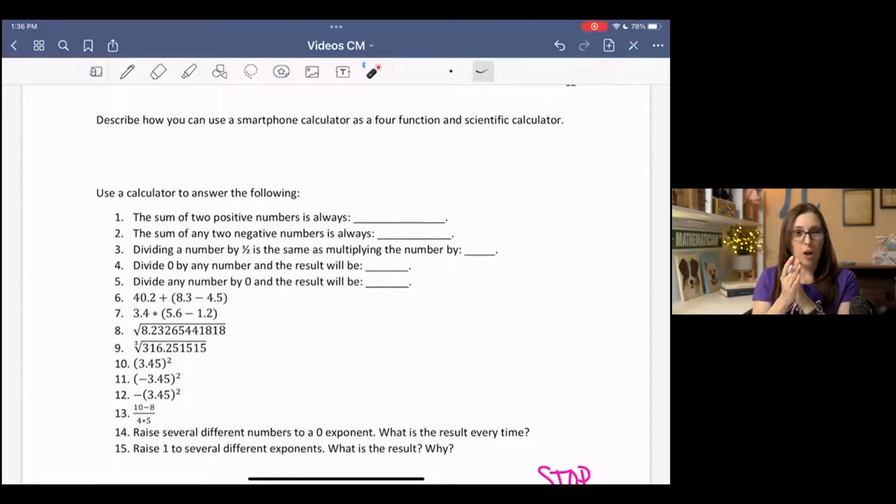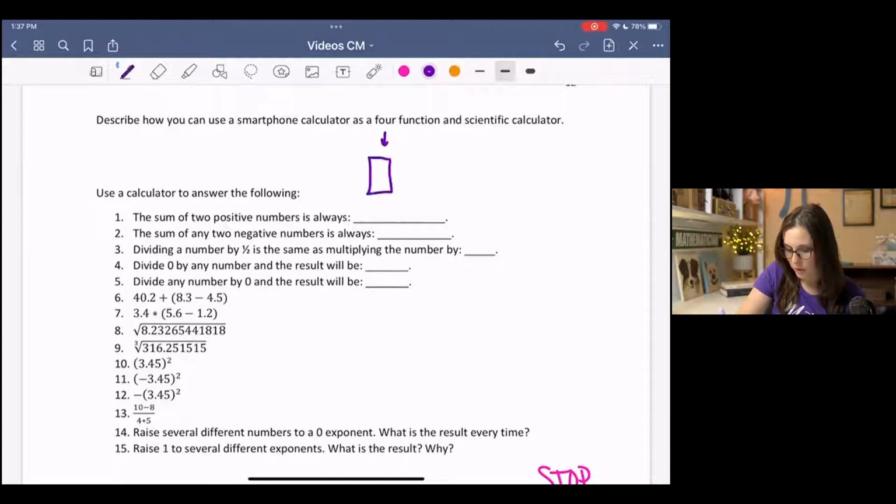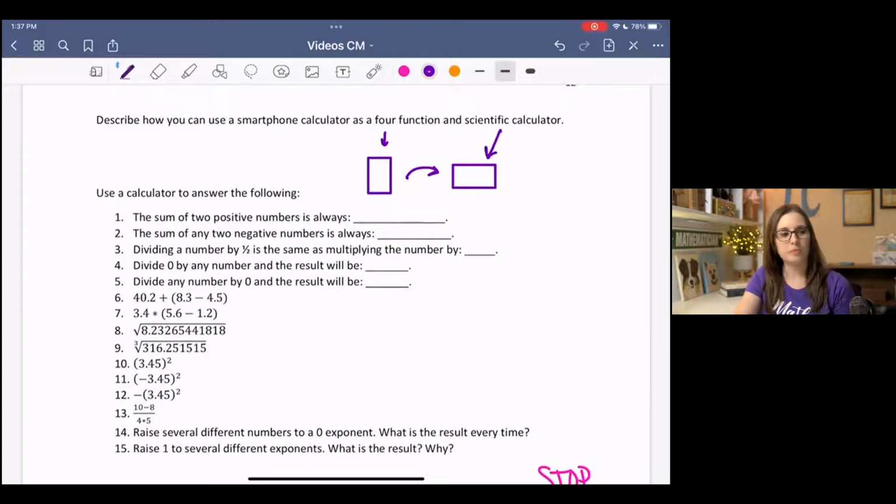So if you've bought a smartphone, then you also happen to buy a scientific calculator. So congratulations, you're a proud owner of two calculators. So four function is when your phone is up like this, and then when you rotate it like that, it becomes a scientific calculator. So that's kind of handy, and that comes installed on your phone usually.